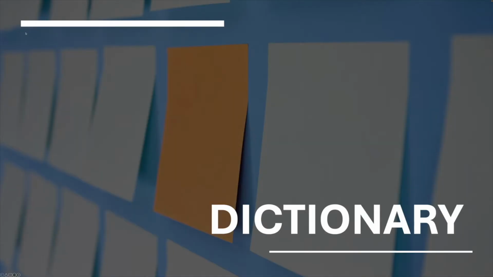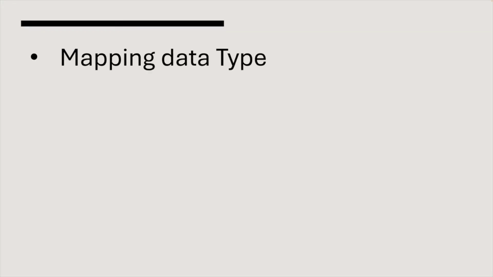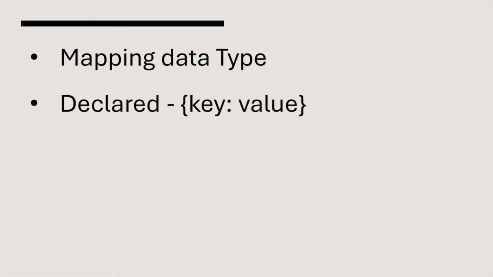Let us see some important points about the dictionary data type in Python. Dictionary is a mapping data type. That means every item in a dictionary has a key and a value. A dictionary can be declared using curly braces, but there is one more important part to the syntax. Every item has a key and a value separated by a colon.